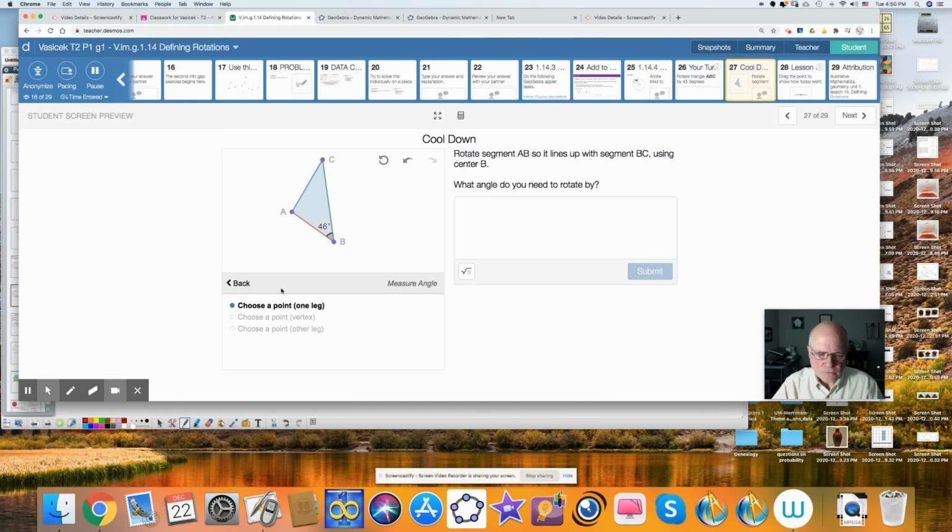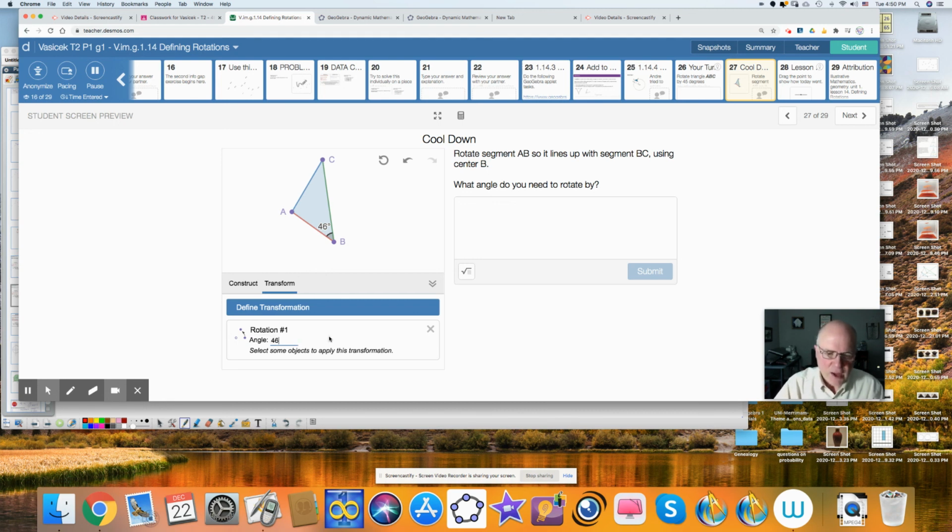Now, I want to do a transformation. I'm going to do a rotation. What am I going to do? I'm going to rotate around point B. How many degrees? I want to go 46 degrees. So I will write in here 46 degrees. And the object I want to do is segment AB.